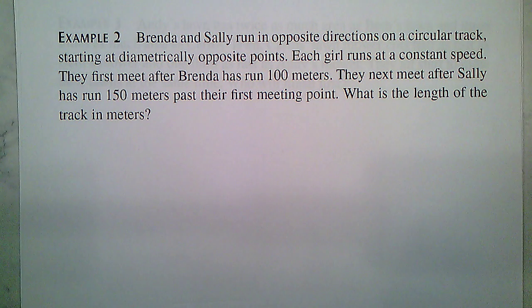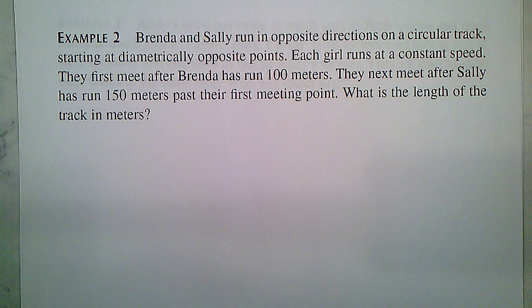They first meet after Brenda has run 100 meters. They next meet after Sally has run 150 meters past their first meeting point. What is the length of the track in meters? So again, I recommend that you pause at this point, spend at least 5 or 10 minutes thinking about this problem and see what you can come up with. All right. So pause, your last chance to pause. I'm going to start working on the problem.